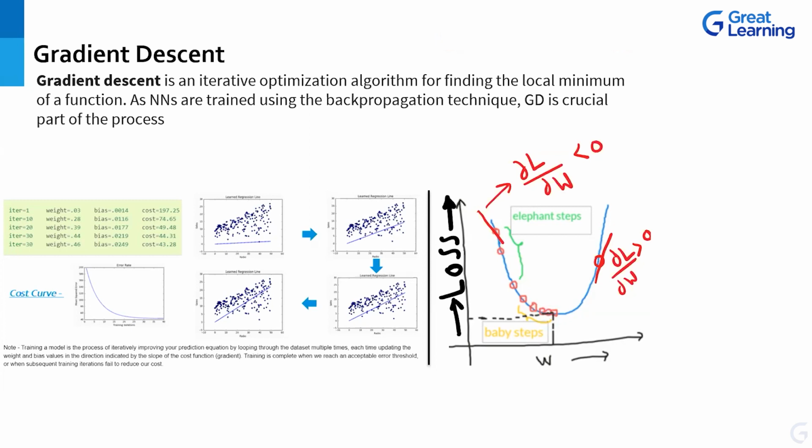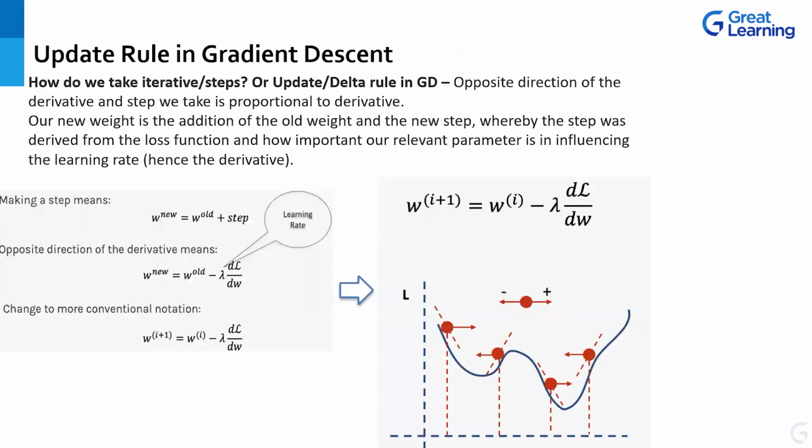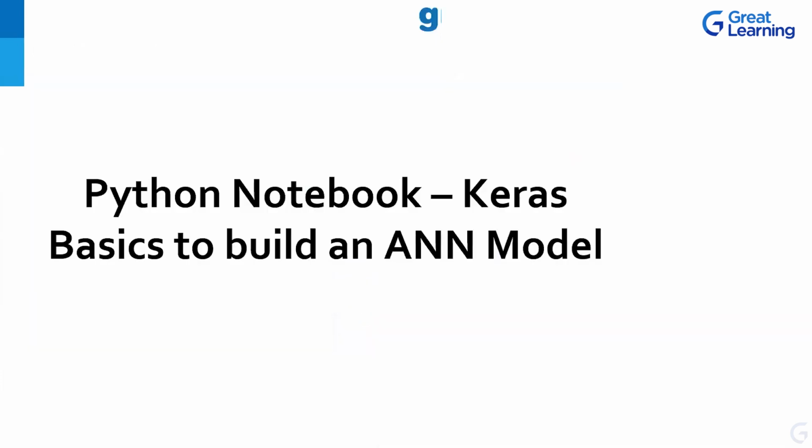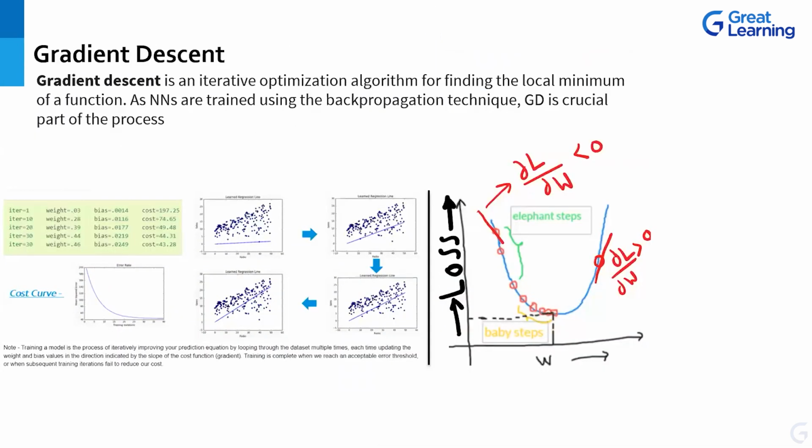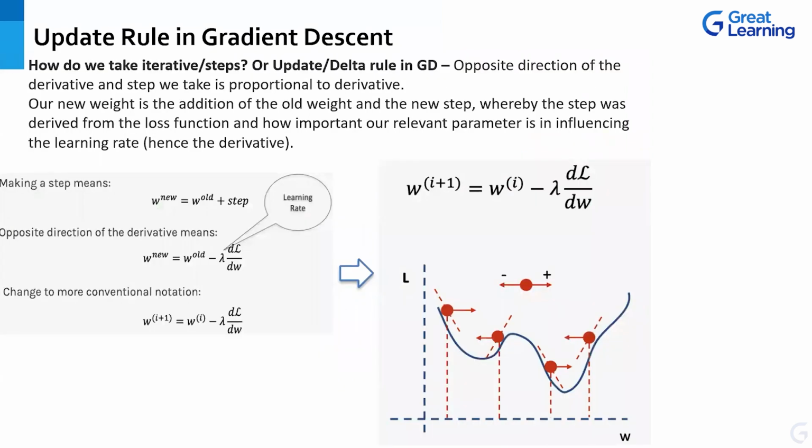Now, how much should we move? Again, the slope tells this. So that's the direction we got. Now, what should be the magnitude of the movement? There is a rule that is proven mathematically. It's called the delta rule or update rule.